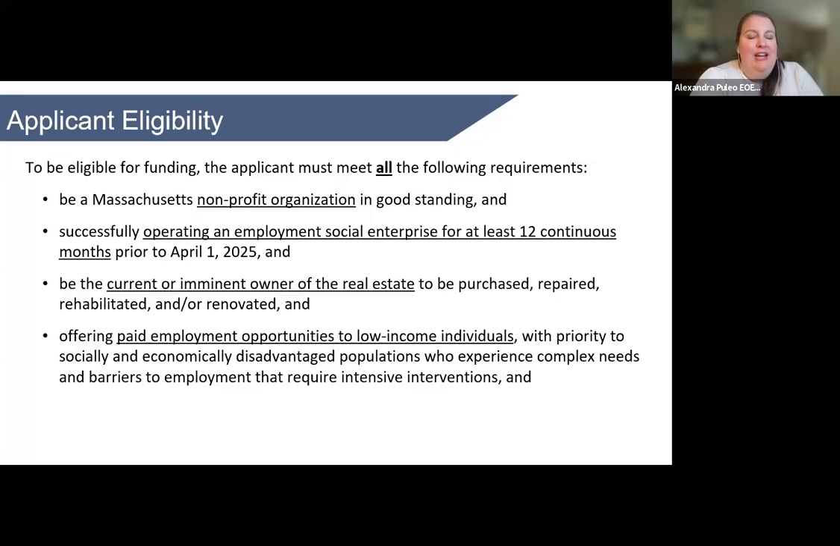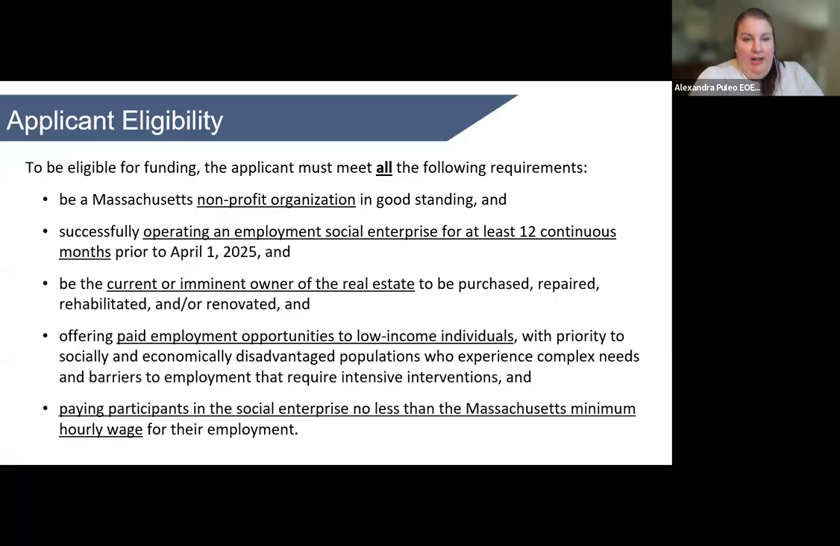And they have to be actual employees of the nonprofit. They can't be like 1099 contractors. They can't be employees of a third party. They have to be employed by the nonprofit and be provided a specific set of services here as well. And we have to pay participants in the social enterprise no less than the Massachusetts minimum hourly wage. If you are paying a sub minimum wage, you're not eligible for this program. It has to be the Massachusetts minimum wage.